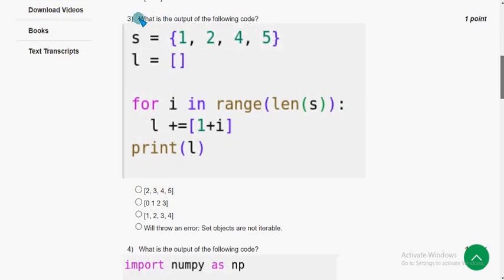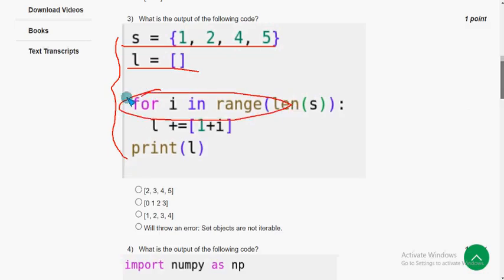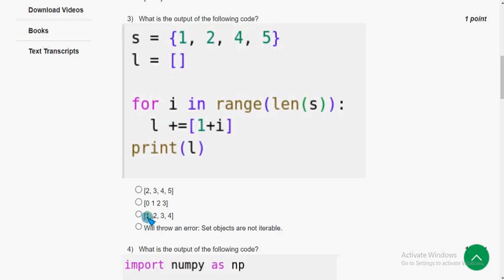Third one, what is the output of the following code? So this is the code they have given, including a for loop. For the third question, when I ran this in my compiler, I got the answer as the third option once again guys, 1 2 3 4. So mark the third option as the probable solution for the third question. Now moving on to the fourth question, the fourth one.